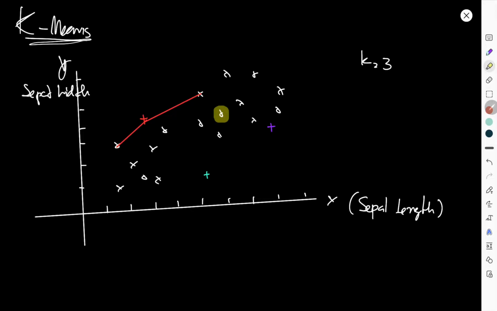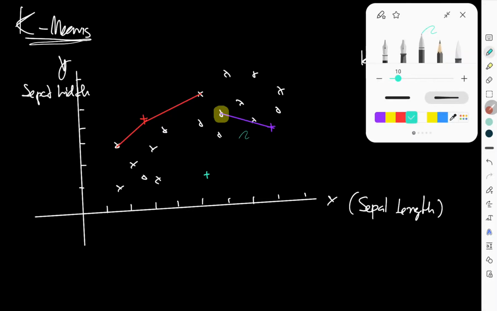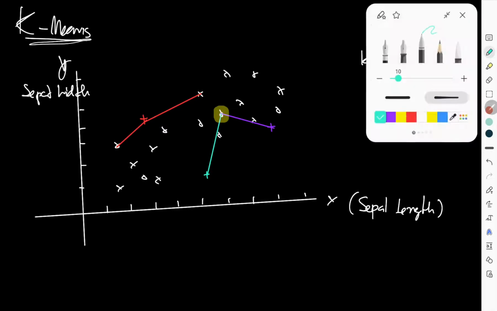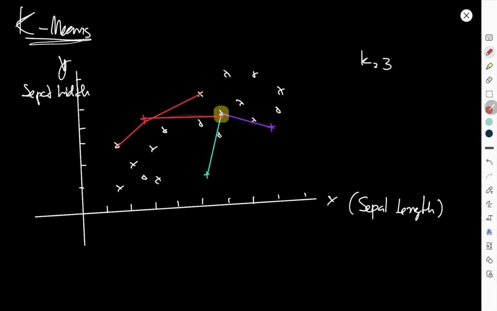And how about this one? You have to measure again. We have to iterate through our examples with these same steps. So we start with this. You can see that the purple one is the closest, so this one will be clustered to the purple one.